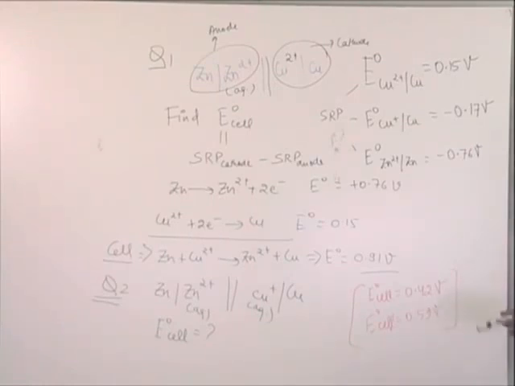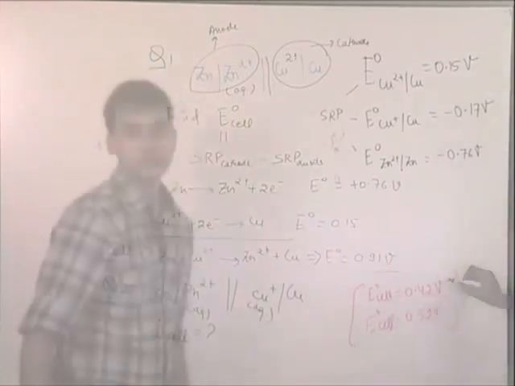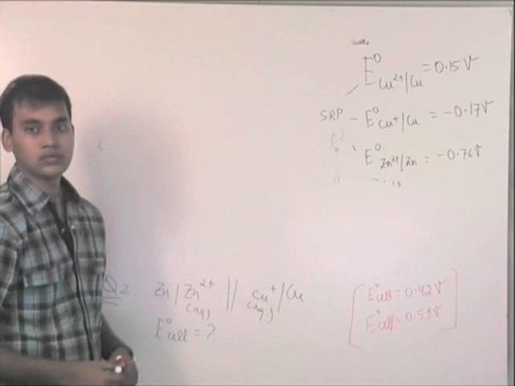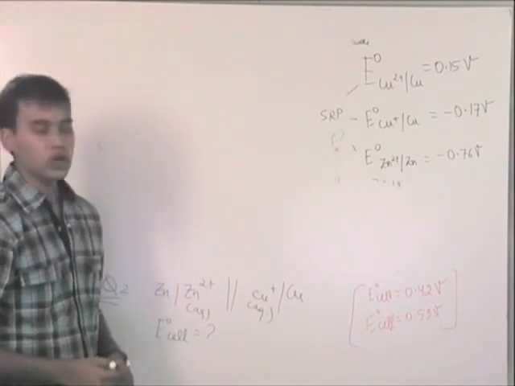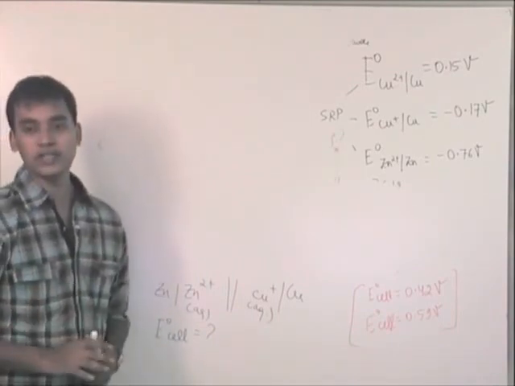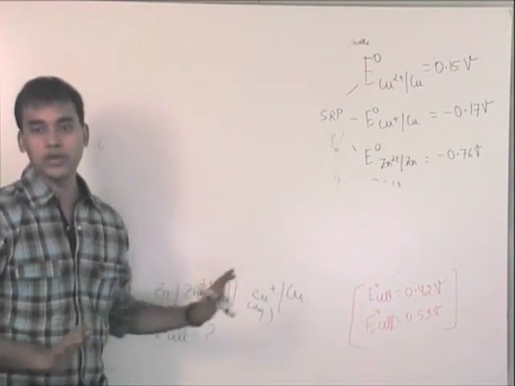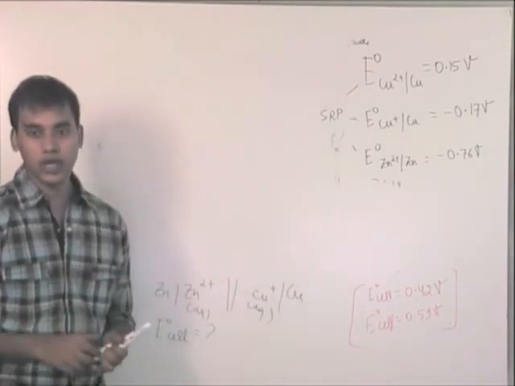0.59, first one. This one? 0.42. So there are two popular opinions, 0.42 and 0.59, right? In JEE, both the options will be given to you. Okay?